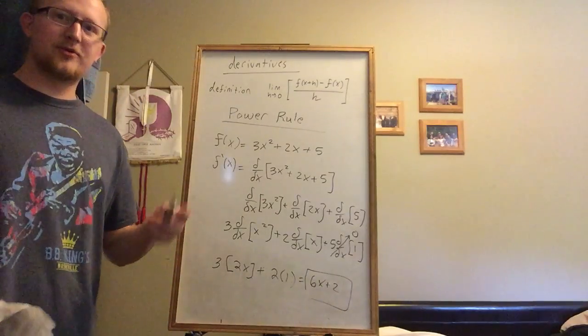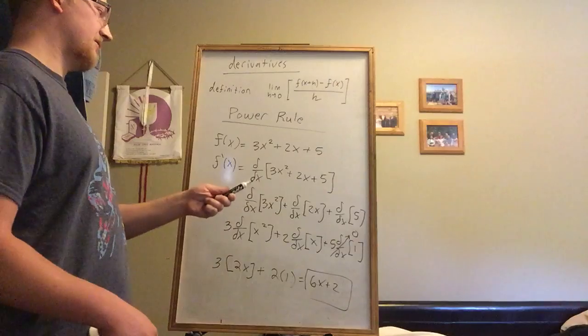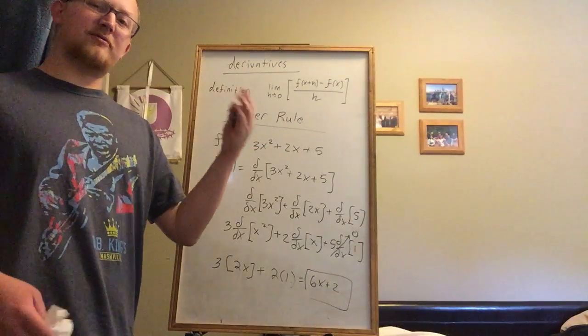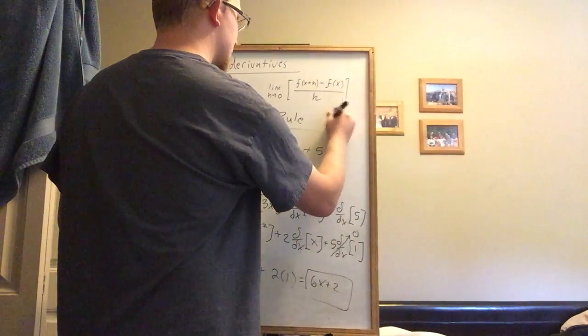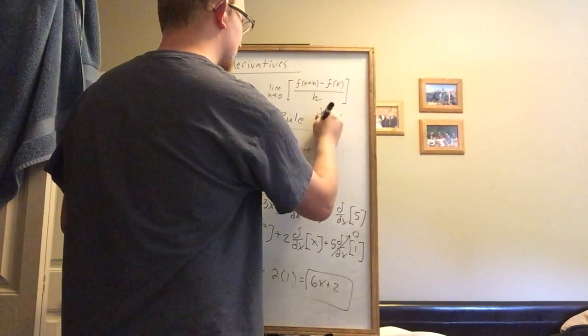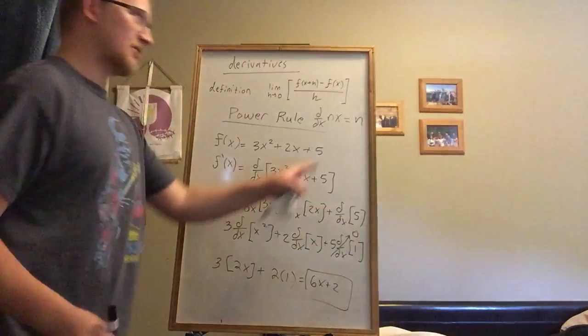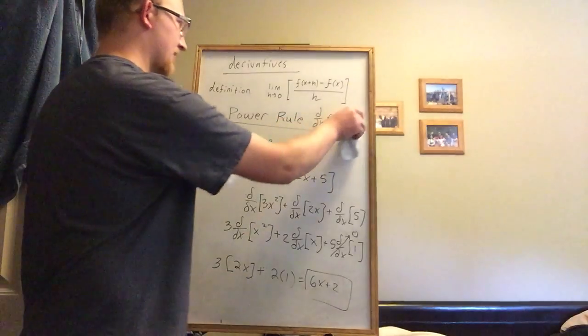So that's the power rule. Derivatives of constants are 0. Derivatives of, say, 2x is just 2. The derivative of any number n times x, nx, with respect to x is just n. So whatever number was in front of the x is all that's left after we take the derivative.